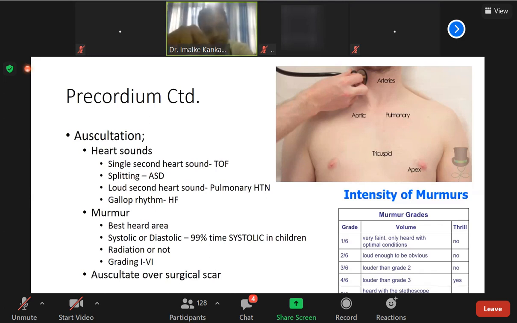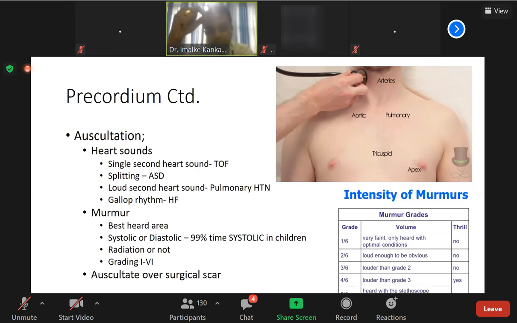So heart sound: single second heart sound is there in TOF. Each heart sound has 2 components, but only for the second heart sound do we have the classical A2 and P2 differentiation. So in tetralogy of Fallot, you will hear only P2. This is a very difficult interpretation, right? But at the time of presentation, if you think that this is a case of TOF, present that the second heart sound was single. That's it. That's how I do it. I can't always appreciate it. Sometimes whether the second heart sound is single or not.